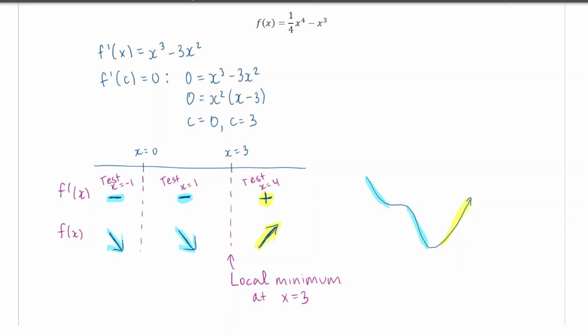So in conclusion, the first derivative test is super useful because, given some critical numbers, you can test your derivative on either side of the critical numbers, and you can figure out whether you have a maximum or minimum or not.